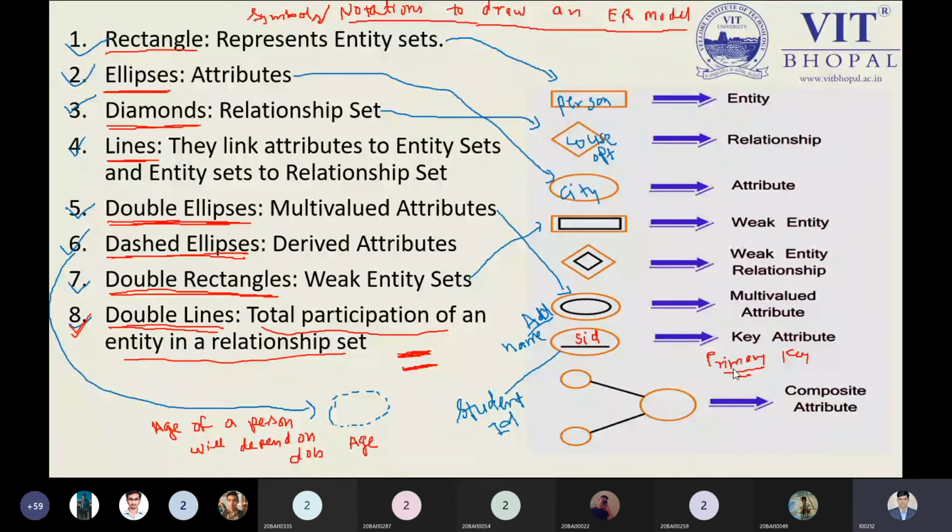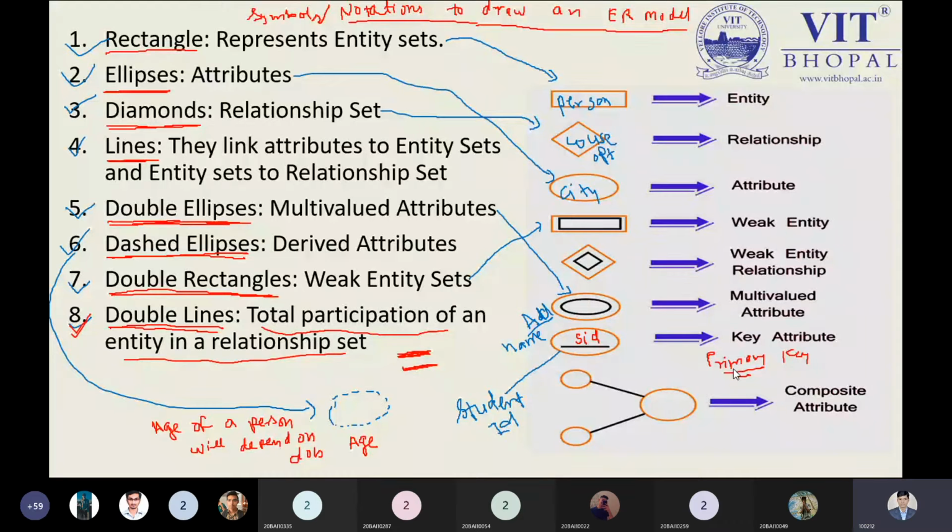So what we are studying, I'm speaking once again, are the symbols and notations to draw the ER model. Next we have the double ellipse. We have seen the single ellipse, but now we are using the double ellipse. What is the meaning of the double ellipse? That is important, because our information is not limited or constrained data. We can represent the information in a detailed way. So double ellipse means multi-valued attributes.